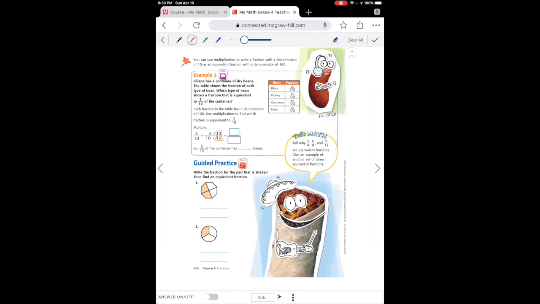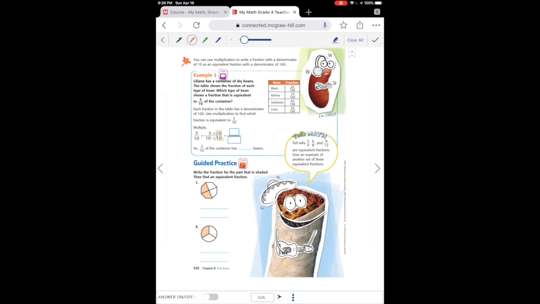You can use multiplication to write a fraction with a denominator of 10 as an equivalent fraction with a denominator of 100. If you think about factors and multiples, you know that 10 is a factor of 100, or 100 is a multiple of 10. If I skip count by 10, I will say 100. Or I could divide 100 by 10 evenly. So if there's a fraction that is a tenth, we can always turn it into a 100th fraction.